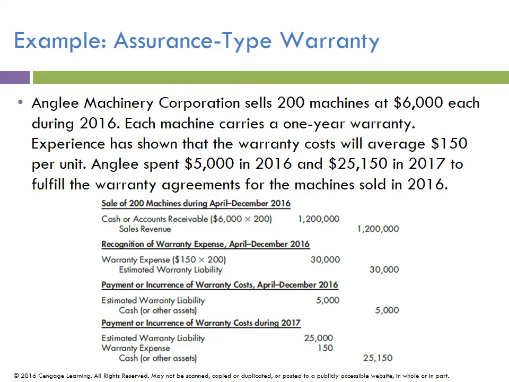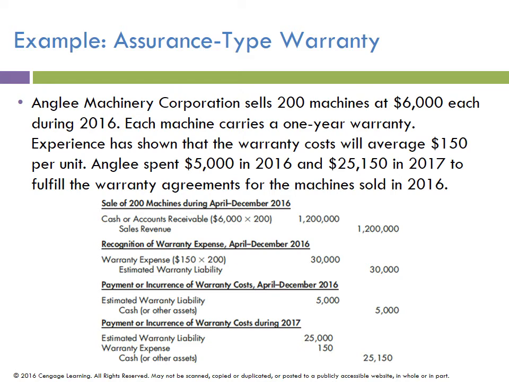Here's an example. Angley Machinery Corporation sells 200 machines at $6,000 each during 2016. Each machine carries a 1-year assurance warranty. So it's not being sold separately, it's part of the sale price. Experience has shown that the warranty costs will average $150 per unit. There's our estimate. Angley spent $5,000 in 2016 and $25,150 in 2017 to fulfill these warranty agreements for the machines sold.